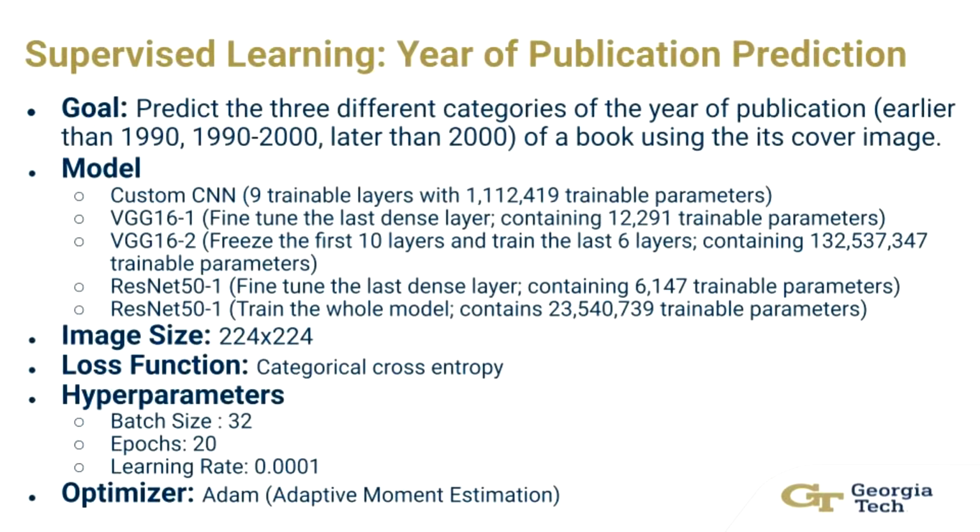To predict the year of publication from the book cover image, we first separated all the images into 3 different categories. Then we randomly selected 1,200 images from each category and split them into 3 different sets: training, validation, and test set. All the images have been reshaped to 224 x 224 pixels in this section, and we set the batch size at 32, epochs at 20, and learning rate at 0.0001. We use categorical cross-entropy as the loss function and adaptive moment estimation as the optimizer.